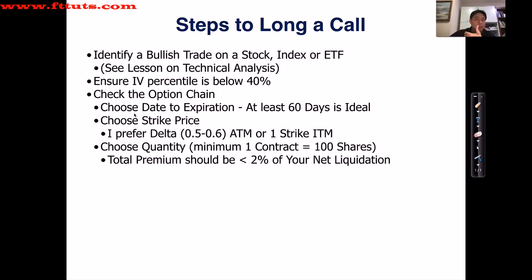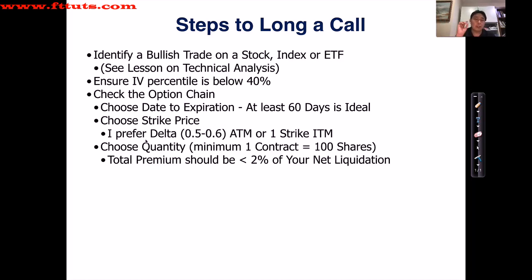Recall in the last 30 days, time decay is the fastest. That's when theta accelerates. So you want to get out 30 days before expiration, before the option loses most of its time value. So because of that, we'd like to ideally have the stock move in our direction to our target price within 30 days. So we can exit with 30 days left, hence 60 days.